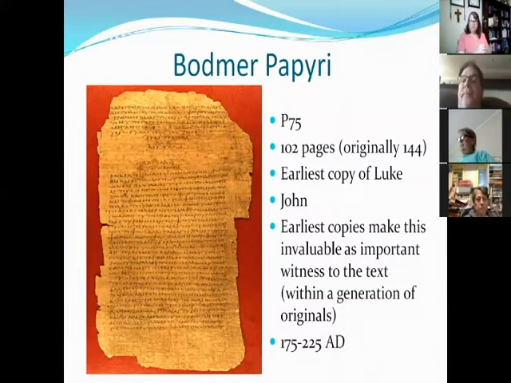P75. It used to have 144 pages. Somehow in the researching it and studying it and the scientific observation of it, they lost 42 pages. So we only have 102 left. But it is the Gospel of John again. And this one dates 175 to 225 AD. So this particular copy of John is the most valuable that we have, which witnesses to the original text because it's within a generation of the apostles. So that's the Bodmer.